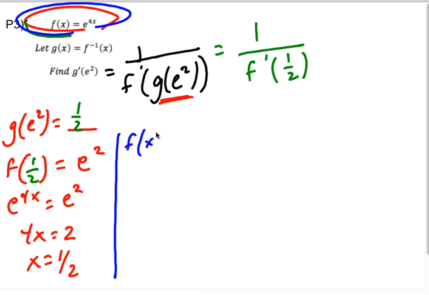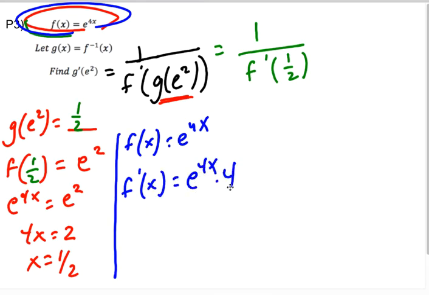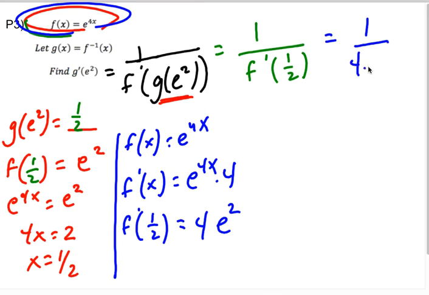So I know that f of x is e to the 4x. So f prime of x should be, the derivative of e to the stuff is e to the stuff, but then I have to do the chain rule, so I multiply by the derivative of 4x. So my f prime of 1/2 is going to be 4 e to the 4 times 1/2, which would be 2, so I get 4e squared. So my answer ends up being 1 over 4e squared.